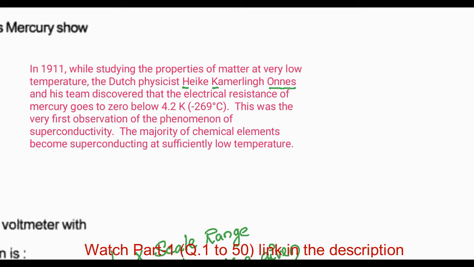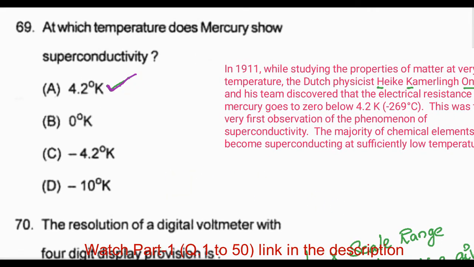The majority of chemical elements become superconducting at sufficiently low temperature. So the superconductivity of mercury was the discovery of superconductivity. So this is a very interesting thing to be noted. And what is superconductivity? Superconductivity means at very low temperature the resistance of that material becomes 0. That is why we call that superconductivity.